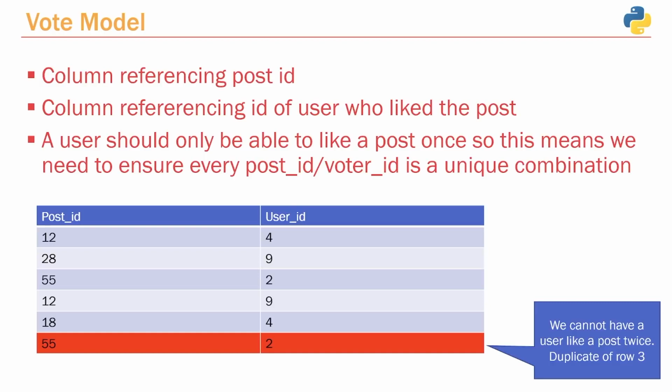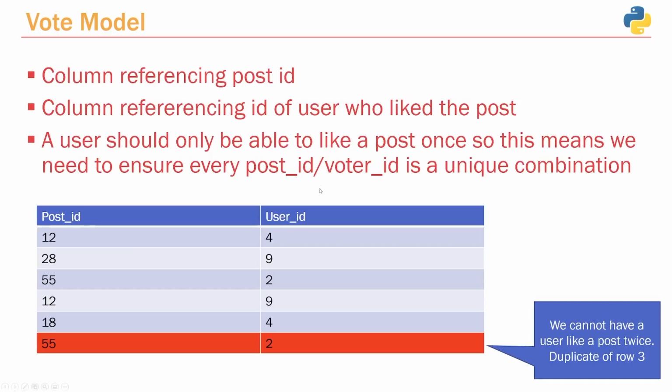Keep in mind, if you wanted to do an upvote, downvote type thing like Reddit does, then you might want to have a third column for the direction of your vote. But we're going to keep this nice and simple, and it's just going to be a very simple like system. So it's just one direction. But the most important thing of the vote table is that since a user should only be able to like a post once, this means that we need to ensure that every entry, every post ID and voter ID, is a unique combination. So what do I mean by that?